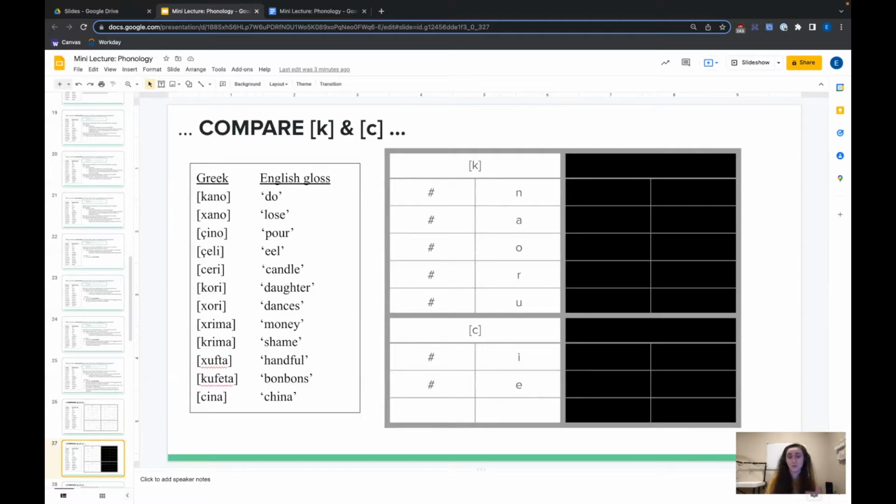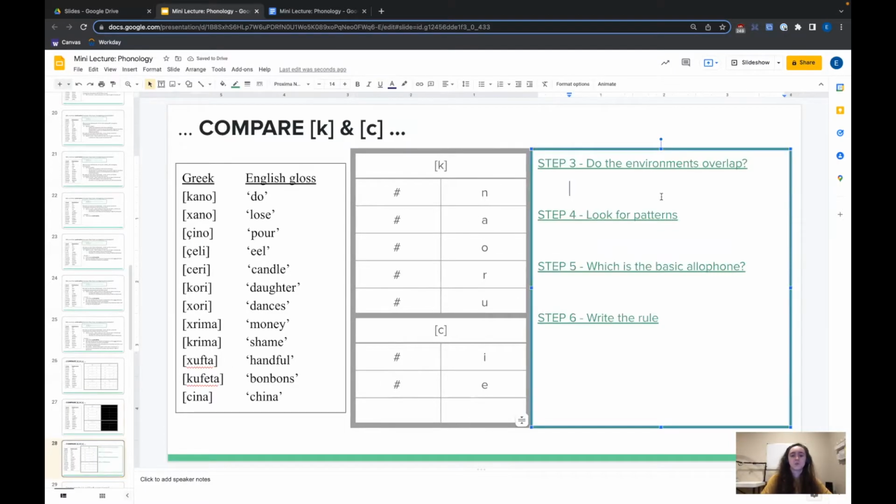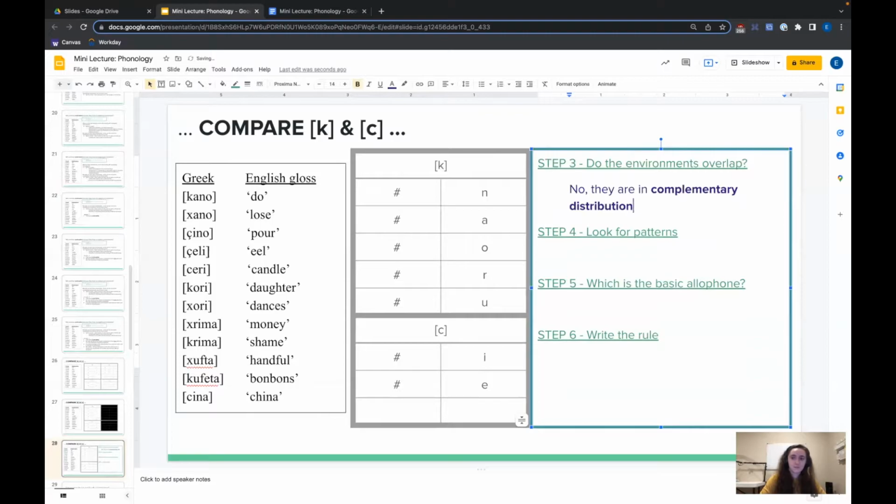Now we're going to do the third set of sounds, which will be looking at the two stops. So the velar stop, the voiceless velar stop, and the voiceless palatal stop. So looking at our table, we can ask, do the environments overlap? That is, is there any environment in this first set that matches identically any environment in the second set? And no, they do not. They do not have any that match fully. So no, they are in complementary distribution.